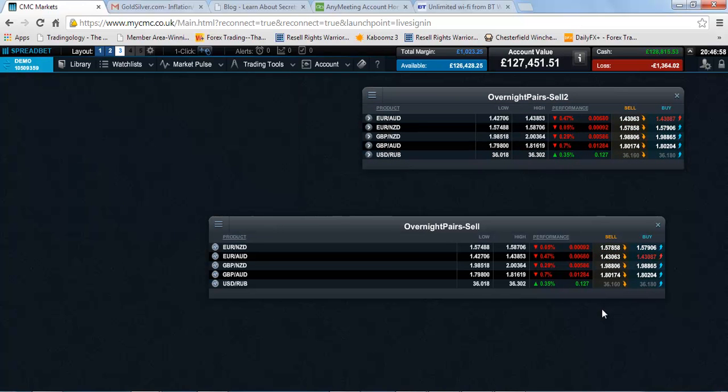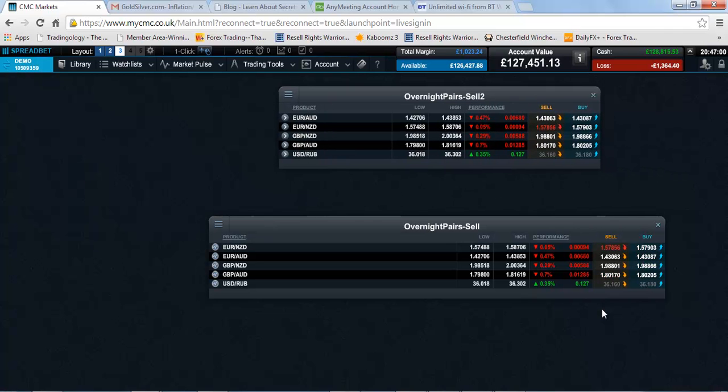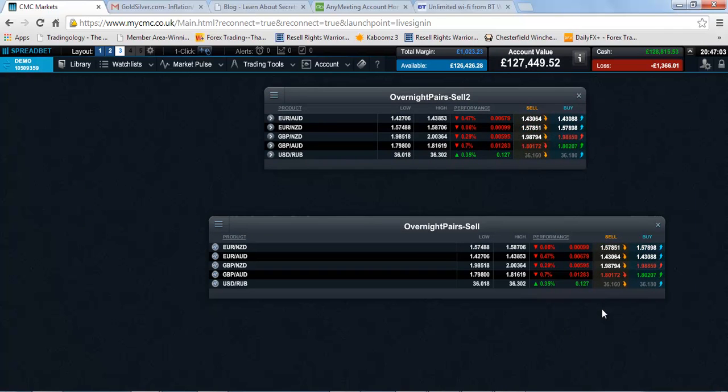Okay, so I hope everybody has got 5, and I'll go over again. Euro AUD, Euro NZD, Great British Pound NZD, Great British Pound AUD, USD RUB. These currency pairs, when we hold them for sell, they pay us overnight interest. That is, if it takes us through the night, you will get paid on these ones.